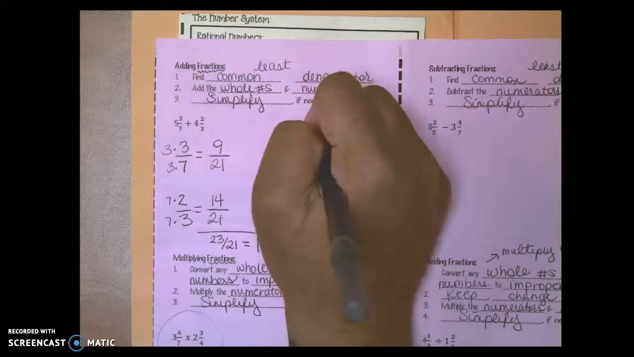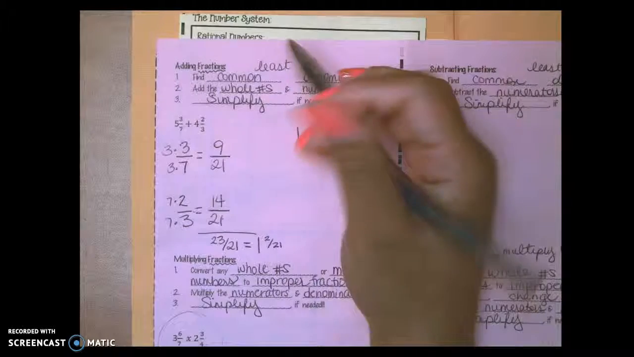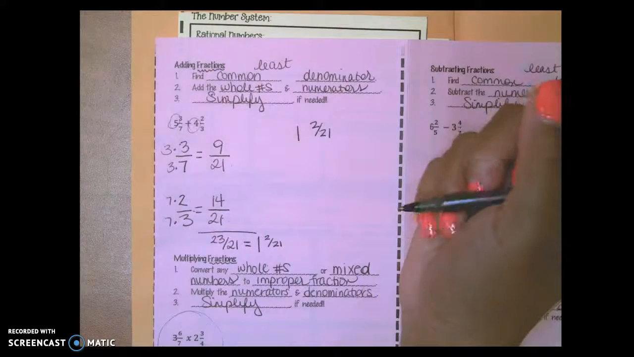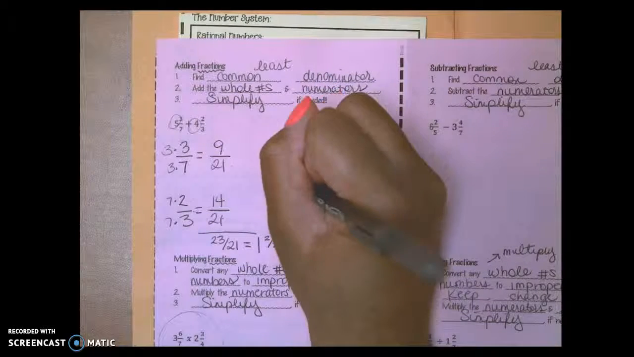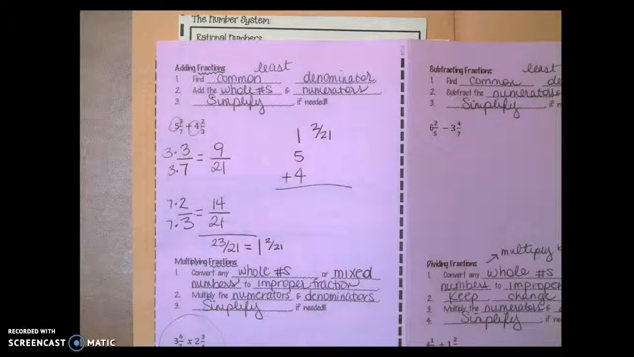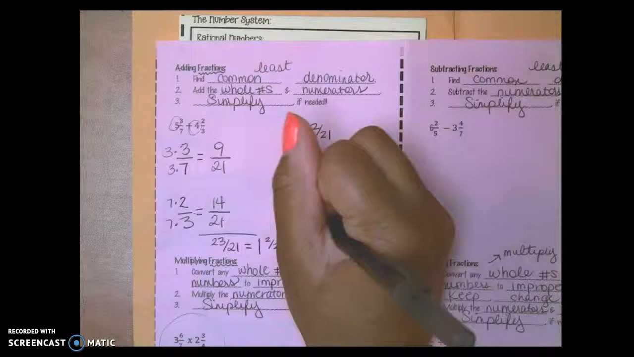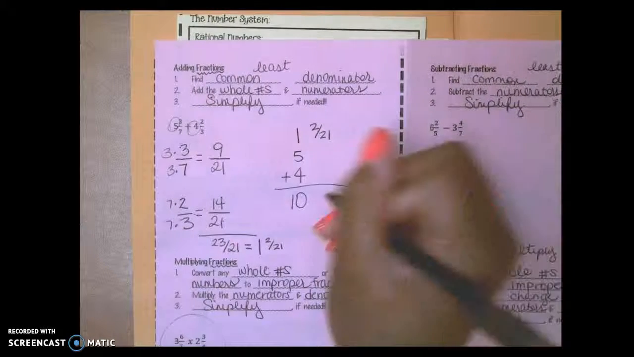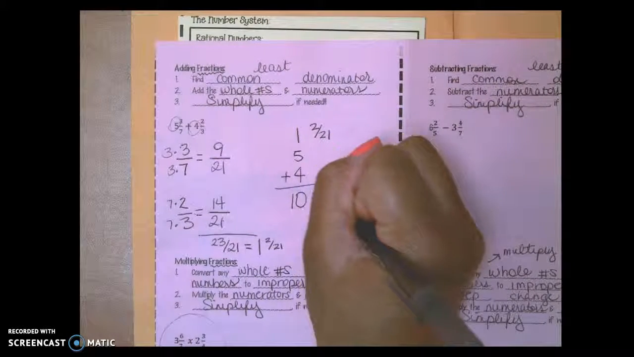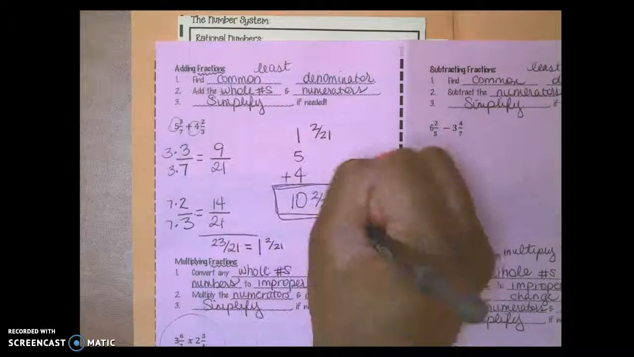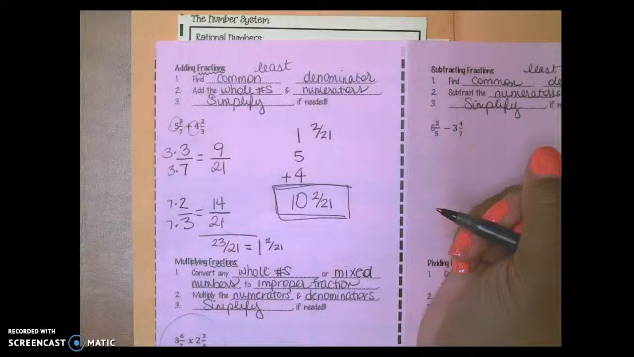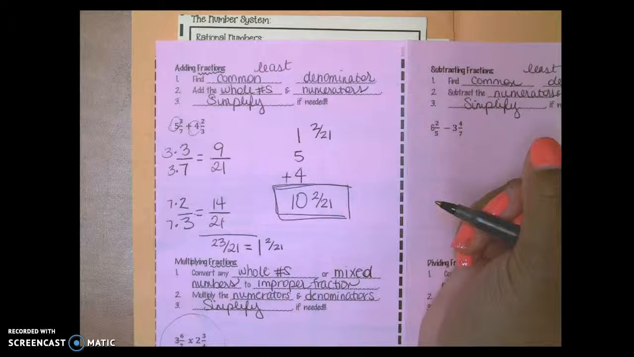Then don't forget your whole numbers. Plus 5, plus 4. What do I get all together? 10 and 2 21sts. Yeah, it's not 10 and 23 over 21, that doesn't make sense. You can't have a number like that.